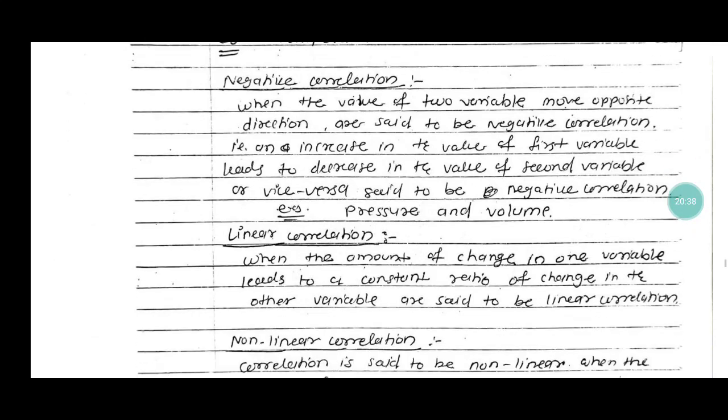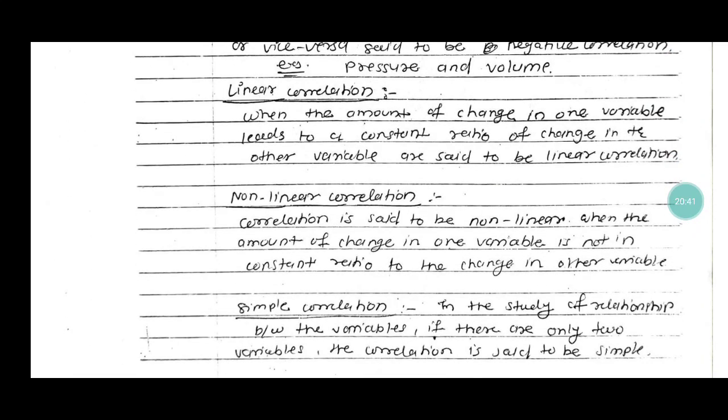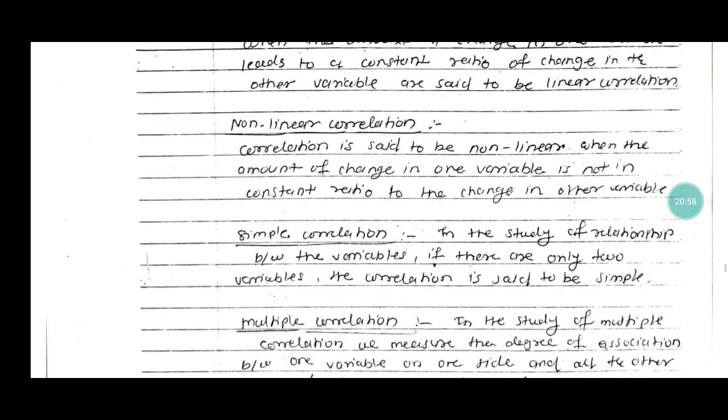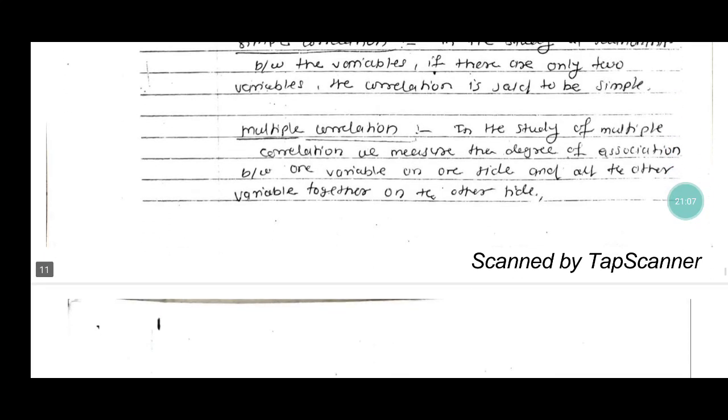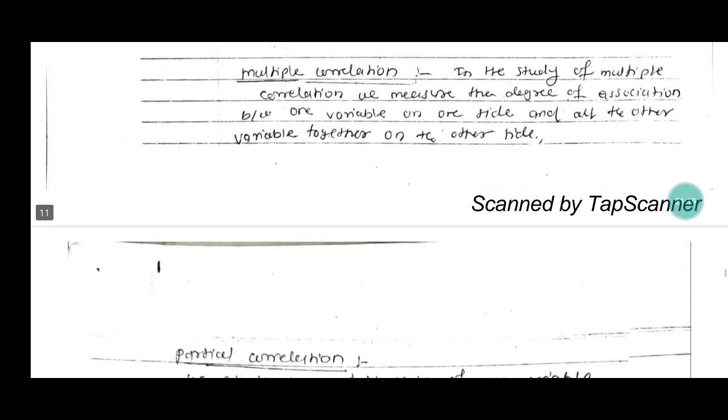Example: pressure and volume. Linear correlation is when the amount of change in one variable leads to a constant ratio of change in the other variable. Non-linear is where the change in one variable is not in a constant ratio to the change in the other. Simple correlation is when there are only two variables. Multiple correlation measures the degree of association between the variables on one side and all the other variables together on the other side.